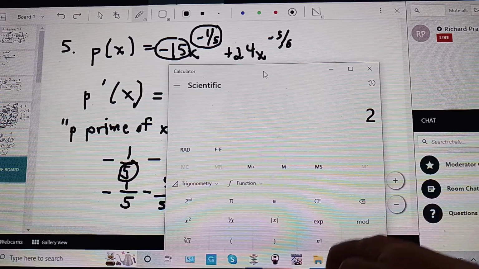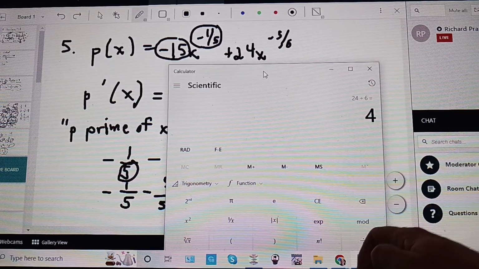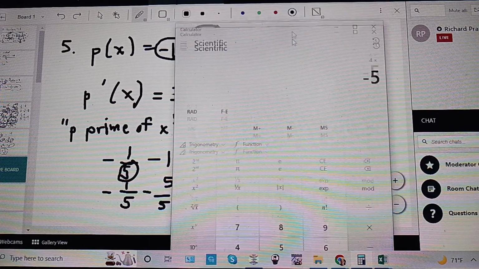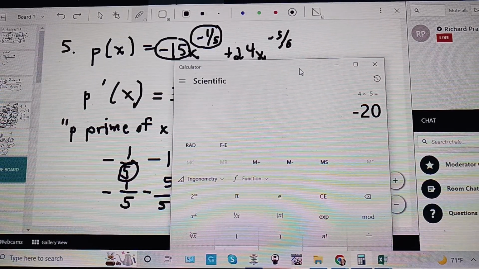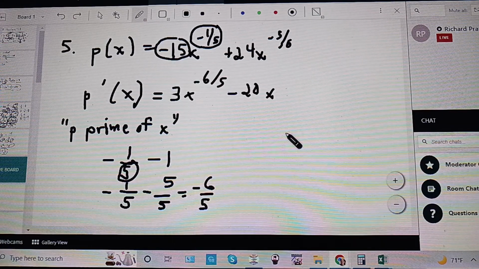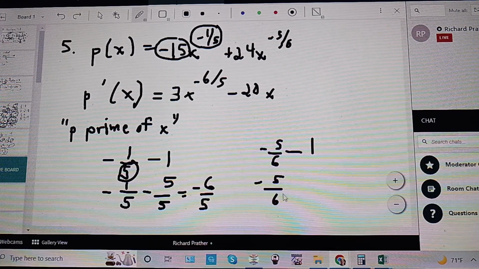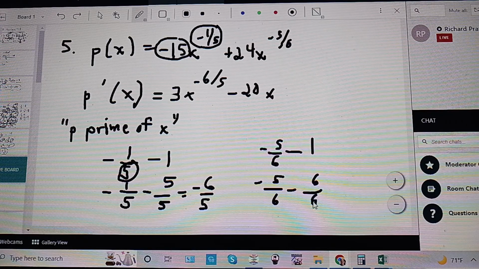Or if I would have done 24 divided by 6 and then times negative 5, notice that's also negative 20. So if it's all multiplication and division, you can do it in any order you want. When there's addition and subtraction mixed in, then it's not quite that easy. So I need to decrease this exponent by 1, negative 5/6 minus 1, make it negative 5/6 minus 6 over 6. So you got those matching denominators, negative 11 over 6.